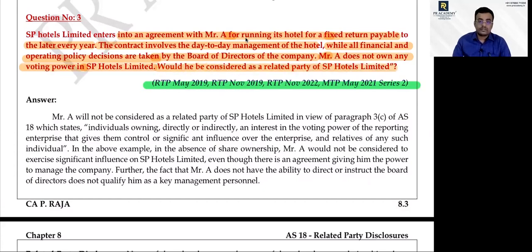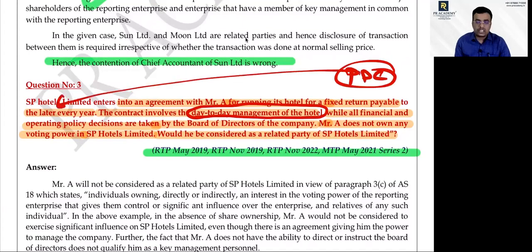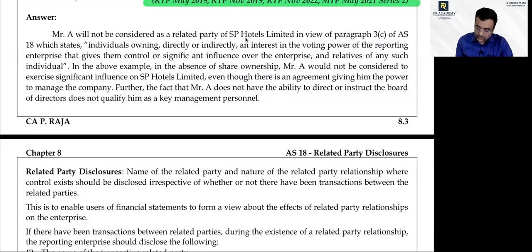Tell me. Not a related party. No, sir. His looking after day-to-day activity is not the matter. Even my housekeeping people look after my day-to-day activity. Will you call them a related party? Can she control me? No. See, operating, planning, directing, controlling lies with the board of directors of SP. So it is not a related party. Understood? Yes, sir. So super.